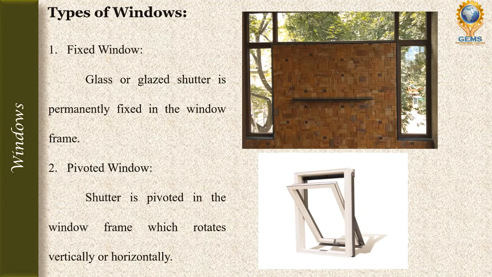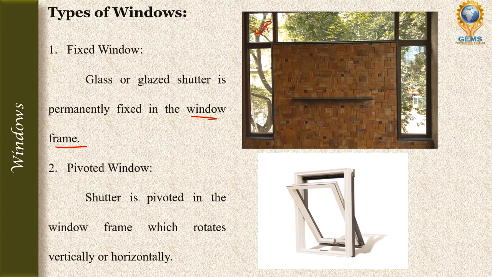Next is, what are the types of a window? So first type is fixed window. In this fixed window, if you see the glass panels, these glass panels or glass shutter are all permanently fixed in the window frame. So you cannot open it or move it. It will be permanently fixed in the window frame. We will provide this fixed window in areas for decorative purposes.